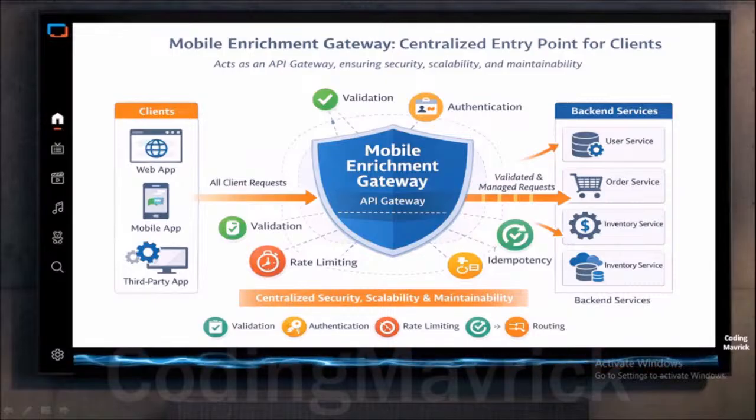This system acts as an API gateway, meaning it serves as a single entry point for all client requests. Instead of allowing clients to directly access backend services, every request flows through this gateway first. This is where we centralize critical responsibilities such as request validation, authentication, rate limiting, idempotency, routing, and response handling. In real-world systems, this layer is essential for security, scalability, and long-term maintainability.